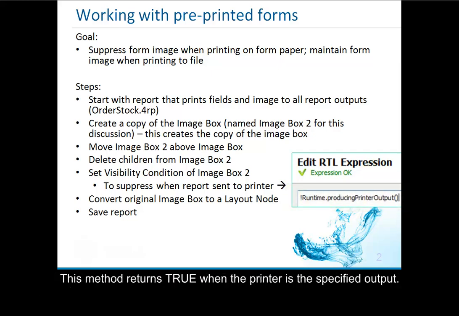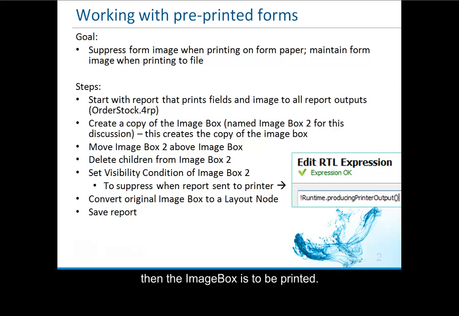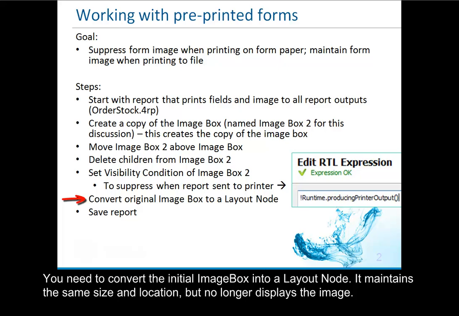This method returns true when the printer is the specified output. You need to set the expression to state that when it is not using runtime producing printer output, when you are not sending to the printer, then the image box is to be printed. You need to then convert the initial image box into a layout node. It maintains the same size and location, but no longer displays the image.